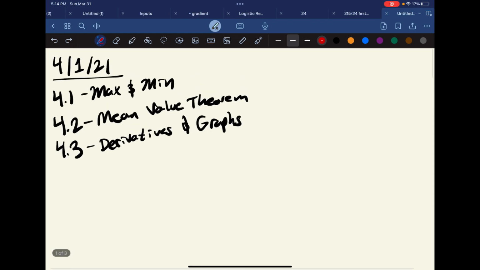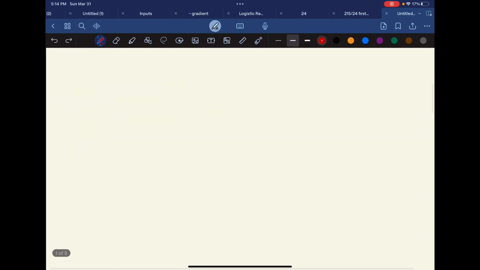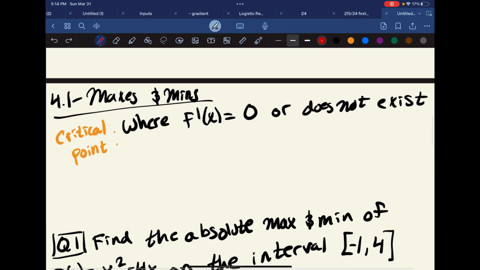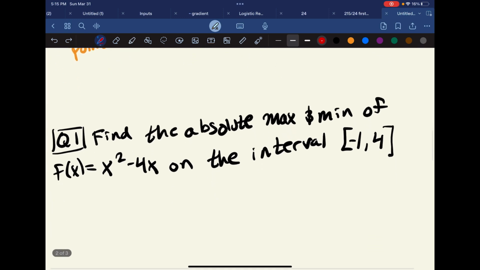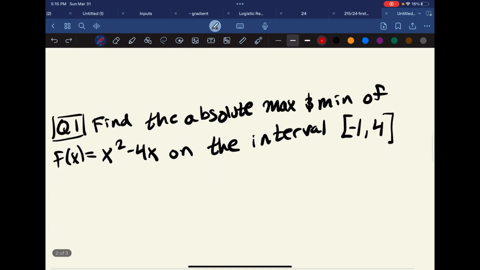So we've got the maxes and mins, we've got the mean value theorem, derivatives, and graphs. We're going to start off with 4.1, which is maxes and mins. The vocabulary to know here is the critical point, where f prime of x equals 0 or doesn't exist. So basically a critical point is just where your derivative either equals 0 or the derivative just doesn't exist. Either one of those is a critical point, and that's pretty much it. And that plays into the closed interval method, which we are going to talk about in question 1.